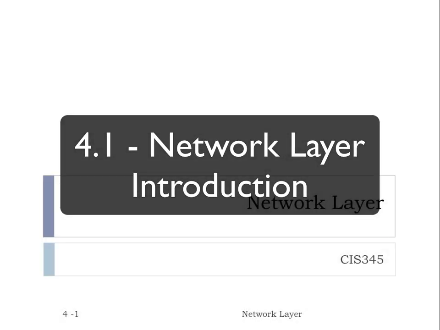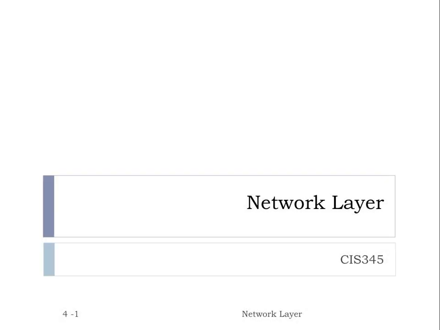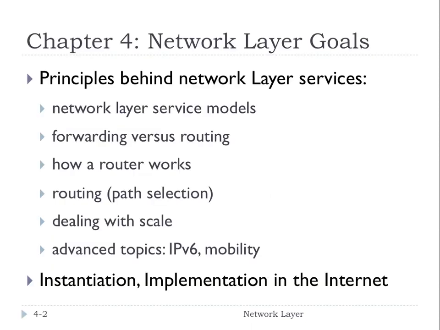This is chapter 4. We're going to be talking about the network layer. These are the principles and practical things we'll be talking about in chapter 4. First, we're going to hit on a lot of the principles that underlie network services, forwarding versus routing. We'll look at how a router works, how routing works, and look at some advanced topics like IPv6. We'll also talk about how these principles are instantiated and implemented to actually do routing in the real internet.